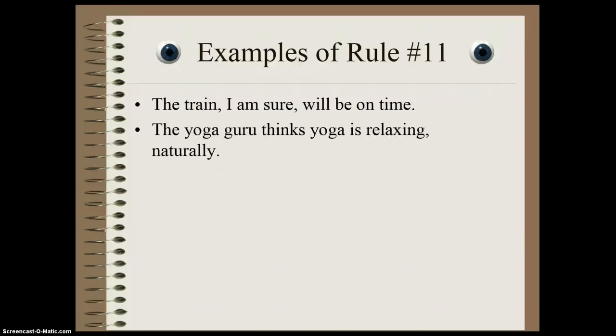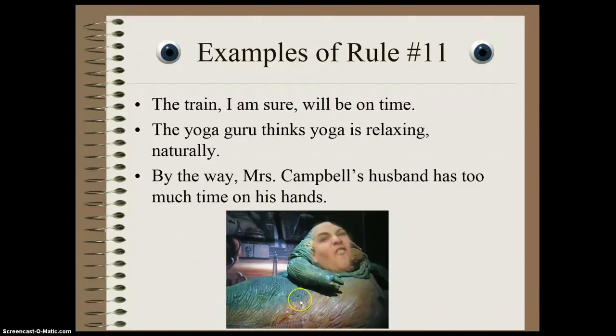So you set it off with commas. So here, the train, I am sure, will be on time. So you have your parenthetical expression in the middle, set it off with commas. Here it's at the end, set it off with a comma before the word, naturally. And here, yes, that is my husband. He is weird. By the way, Miss Campbell's husband has too much time on his hands. So I set off the parenthetical expression with a comma from the rest of the sentence.